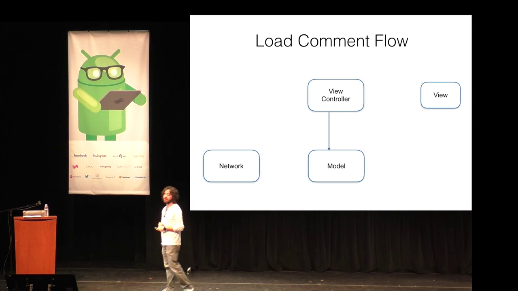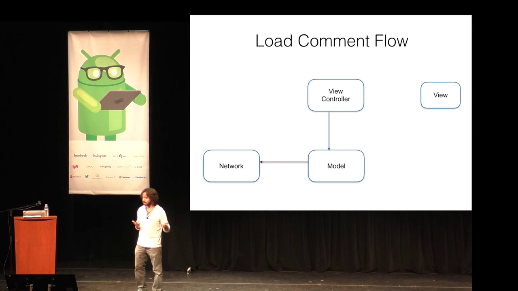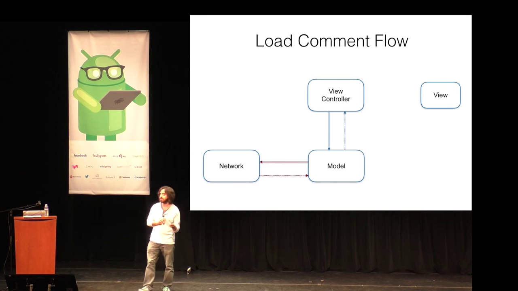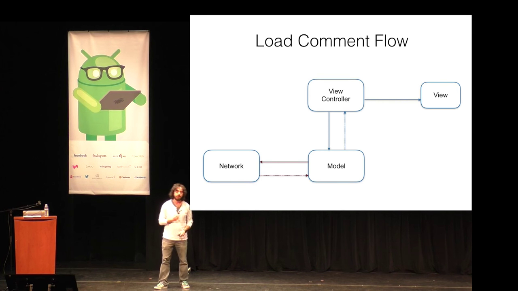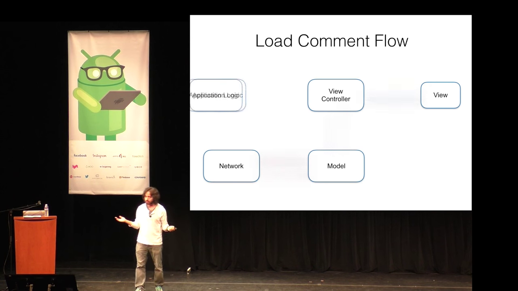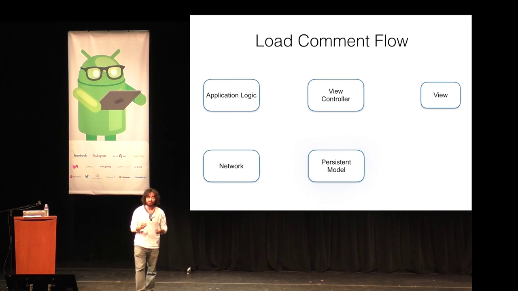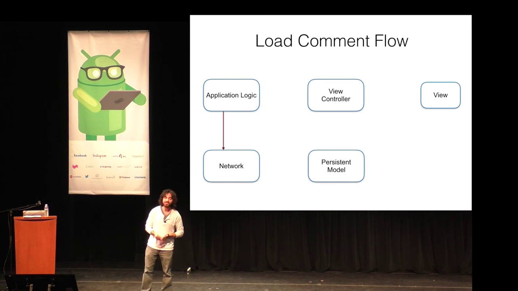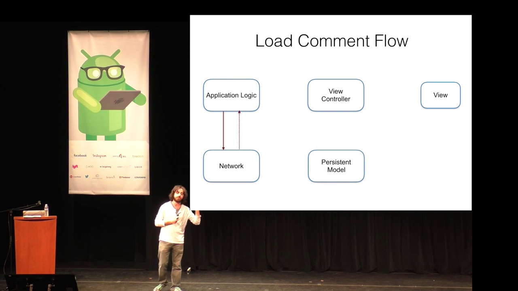We put the model there, but it goes to the network, and this is the only time you have the data. The problem is when you recompile the application, you start with an empty model. How do you fix this? Super simple. You change the model to a persistent model. So you start persisting your data on disk, and even if the user leaves the application, it's always there.